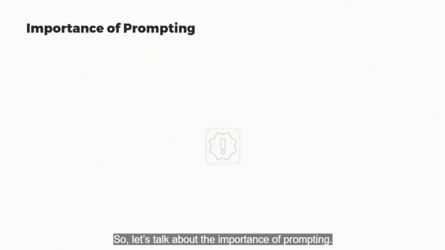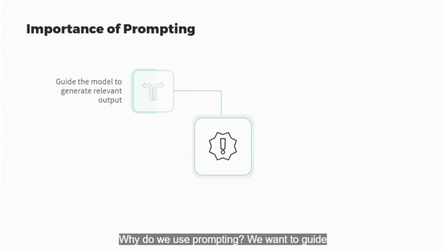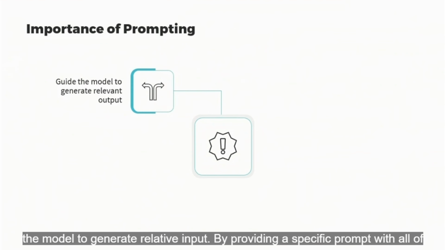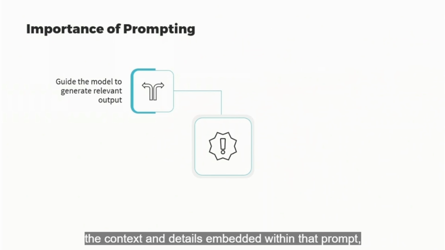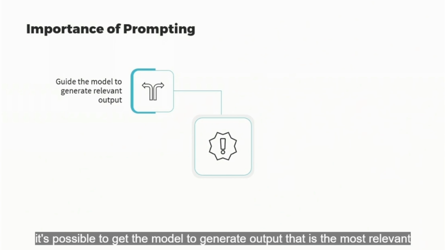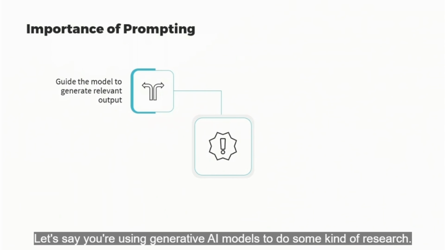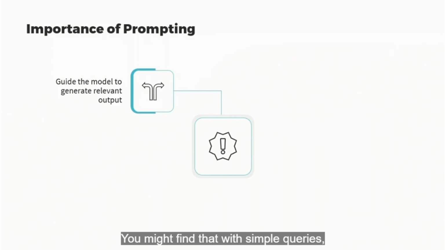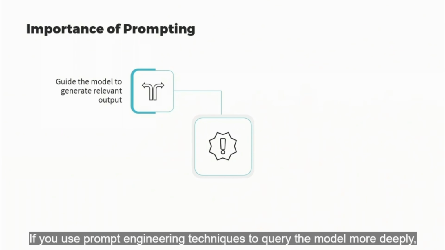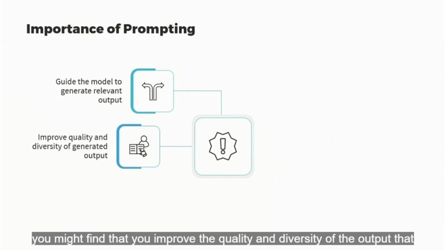So let's talk about the importance of prompting. Why do we use prompting? We want to guide the model to generate relevant output. By providing a specific prompt with all of the context and details embedded within that prompt, it's possible to get the model to generate output that is the most relevant and coherent in your context. Let's say you are using generative AI models to do some kind of research. You might find that with simple queries, you get the same kind of canned responses. If you use prompt engineering techniques to query the model more deeply, you might find that you improve the quality and diversity of the output that the model generates.